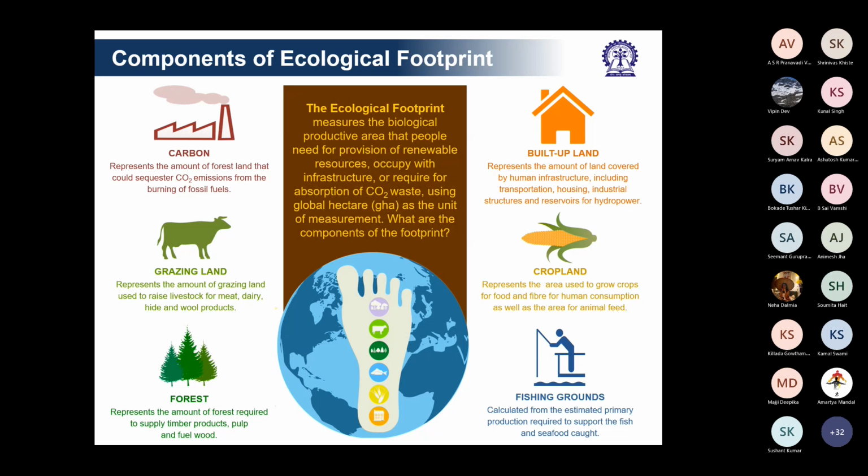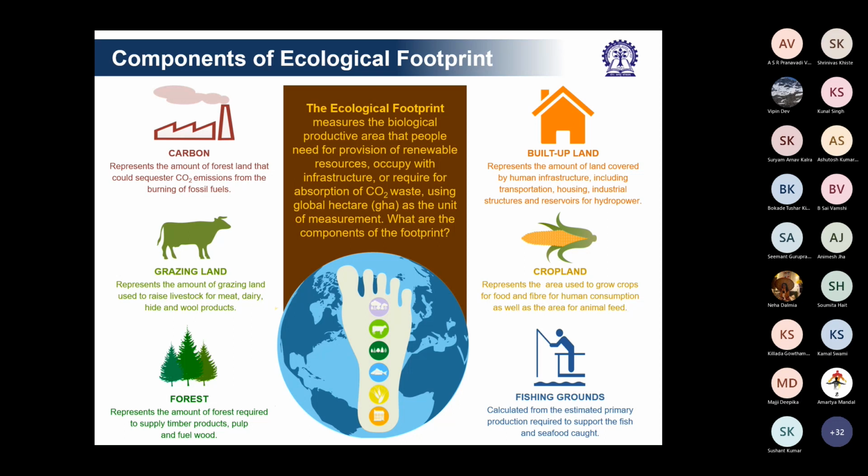And then cropland. The cropland footprint measures the demand for land for food and fiber, feed for livestock, oil crops, and rubber. And then we have the built up land, which represents the amount of land covered by human infrastructure, including roads, housing, industrial structures, reservoirs for hydropower, and so on. And finally, the most important one, we have the carbon footprint. The carbon footprint measures the carbon emission from fossil fuel burning and cement production.